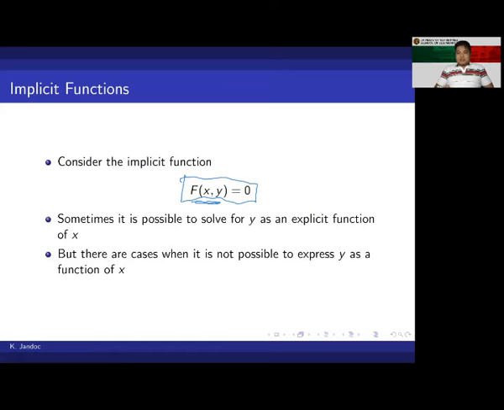And sometimes it is easy to define y explicitly as a function of x, given this implicit function. But there are cases when it's hard to do so. So it's hard to express y as a function of x explicitly. So in this part of the lecture, we'll deal with the conditions where you can express an implicit function explicitly, at least in a restricted part of the domain.